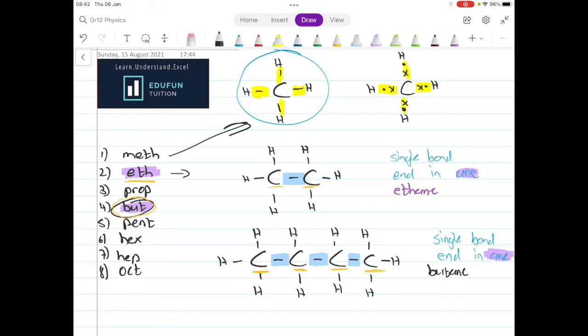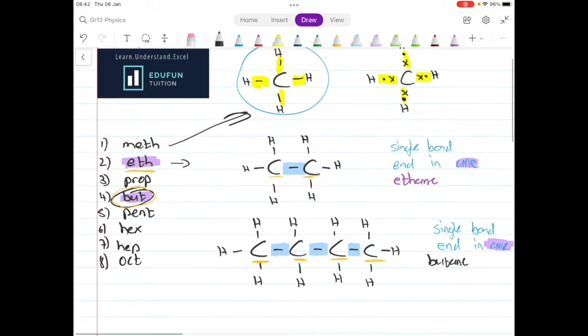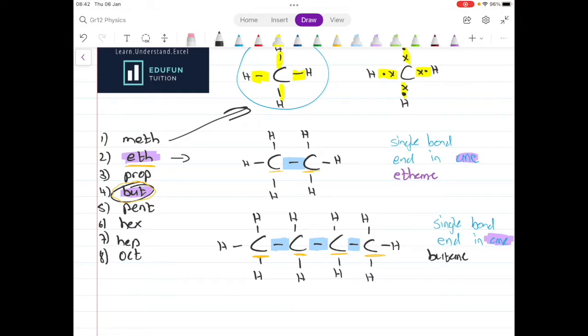I shouldn't say it's figured out, but if you draw out all of them, all of the different sizes of our organic compounds, so if you go propane, pentane for 5, hexane for 6, heptane for 7, octane for 8, you draw it out, it'll be easier to see.